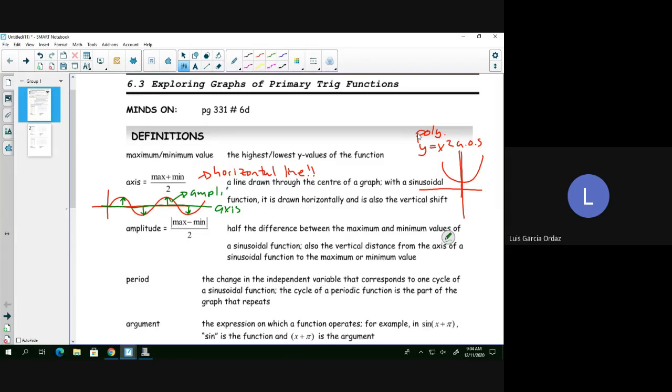So this you probably did in physics or are going to do in physics. We didn't do it last part.